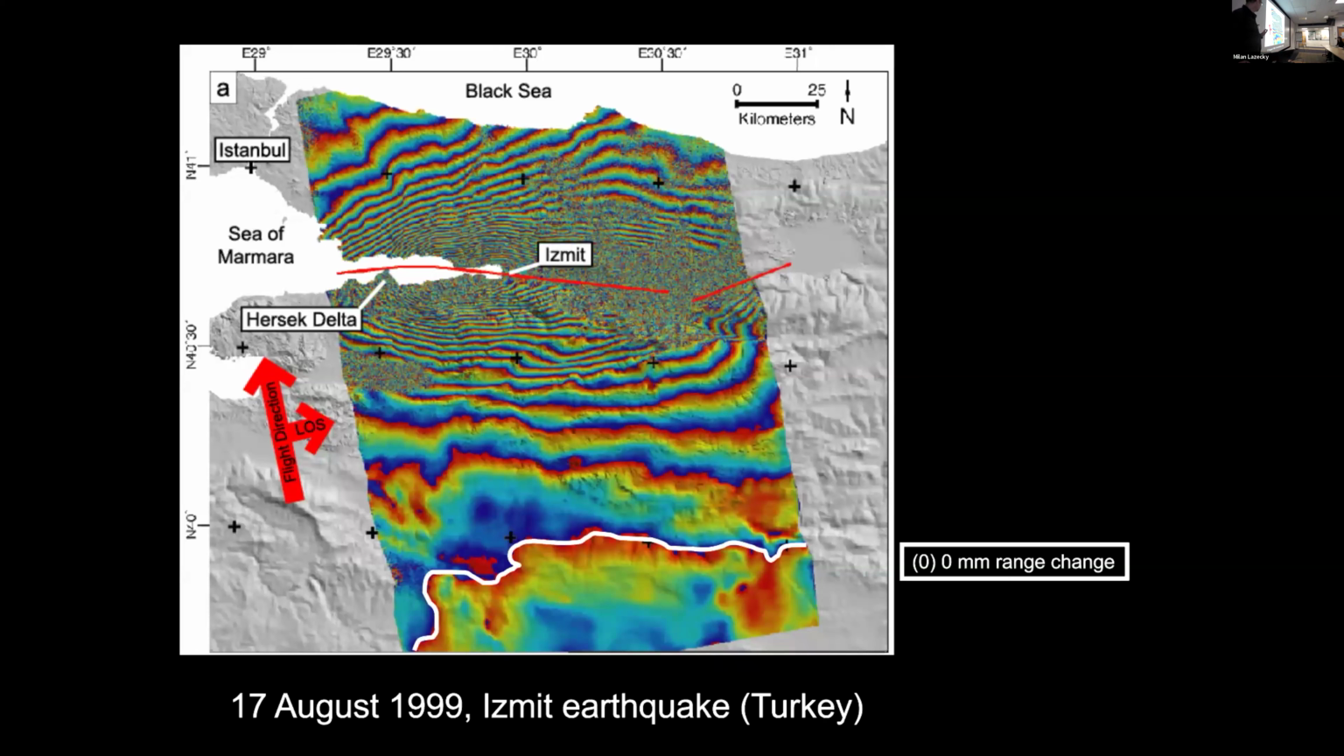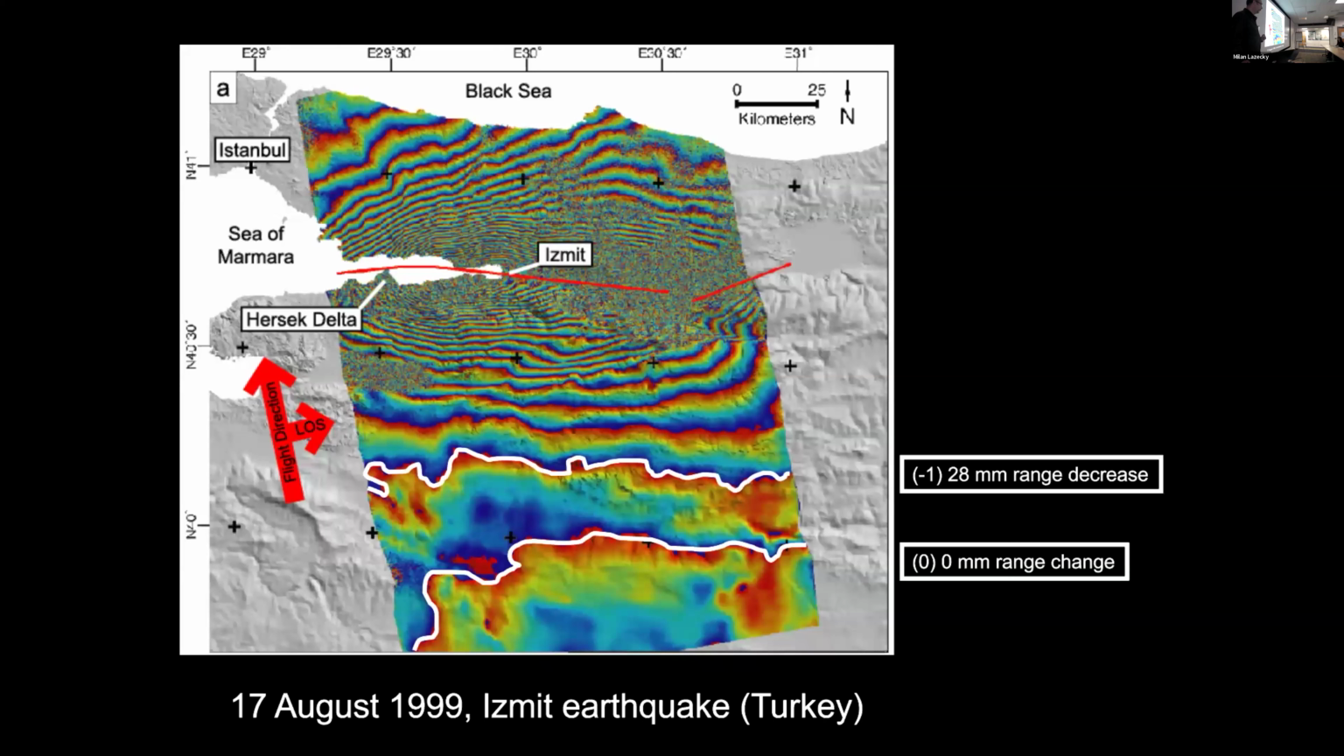If we go from here, we go through these colors, blue, yellow, red. This is a not-to-be-reused color scale. This is not a recommended color scale anymore. There are more modern color scales, so I apologize for that. But if we go through blue, yellow, red, we're going through one cycle of phase, and actually that has moved 28 millimeters closer to the satellite, which is half of the radar wavelength.